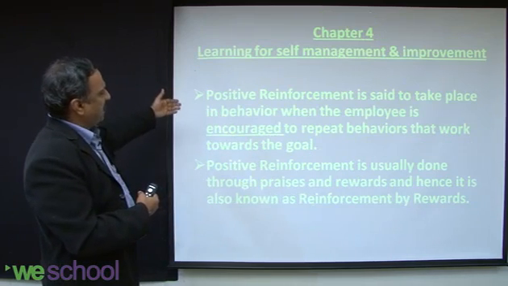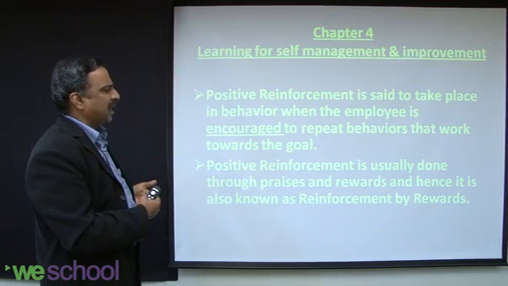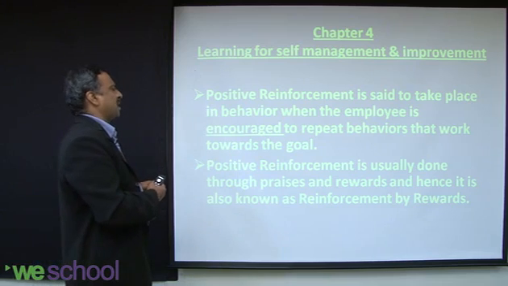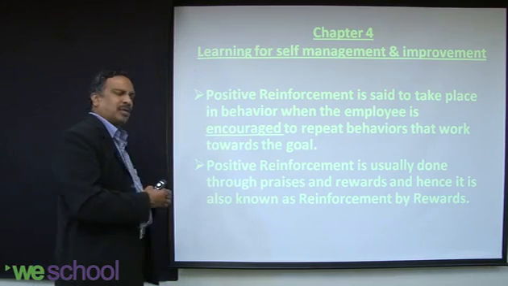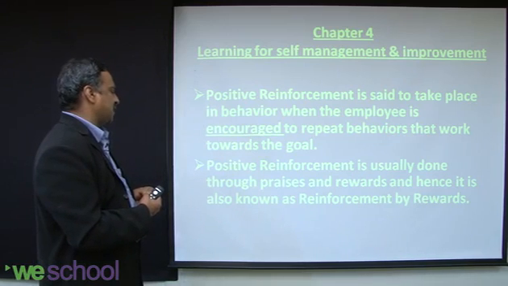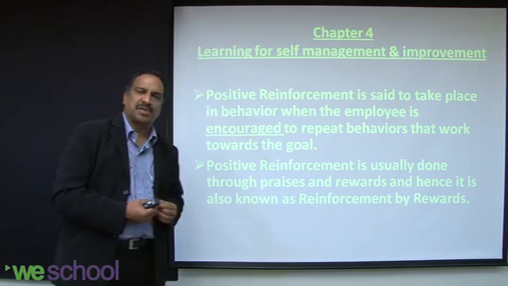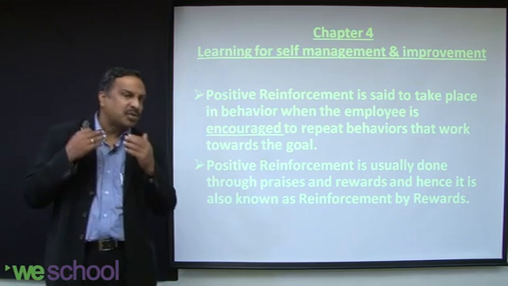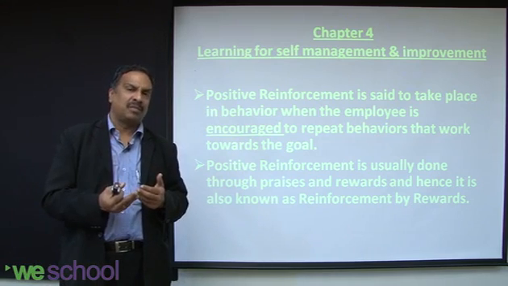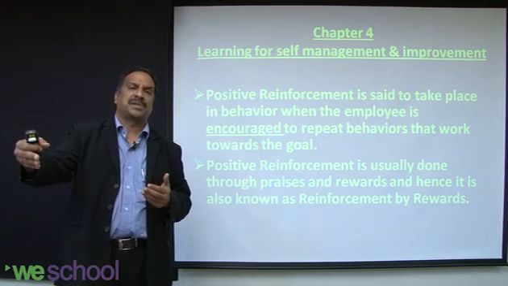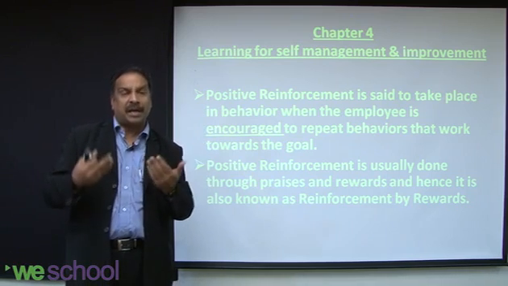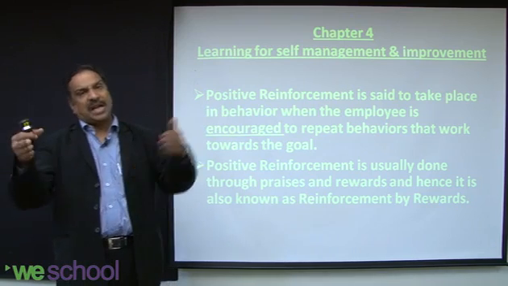Now we come to that positive reinforcement which I spoke about some time back, and the negative reinforcement. Positive reinforcement is said to take place in behavior when the employee is encouraged to repeat behaviors that work towards the goal. Positive reinforcement is usually done through praises and rewards, and hence it is also known as reinforcement by rewards. Right? When I want you to do something, I can make you do something by offering you a reward. If you do these things, I'll give you this. So because the reward is attractive to you, you will say, my God, I need it, so let me do it. So that will encourage you to do it.